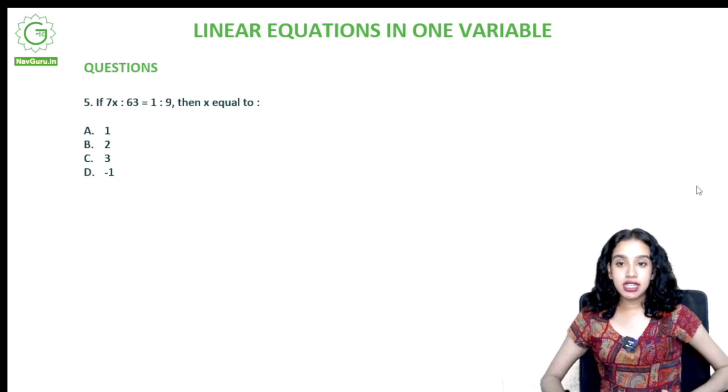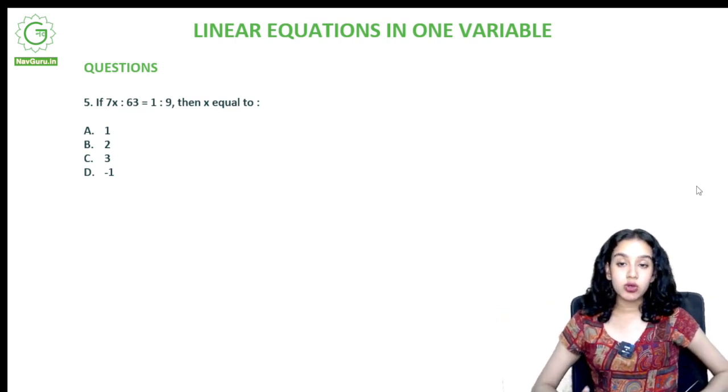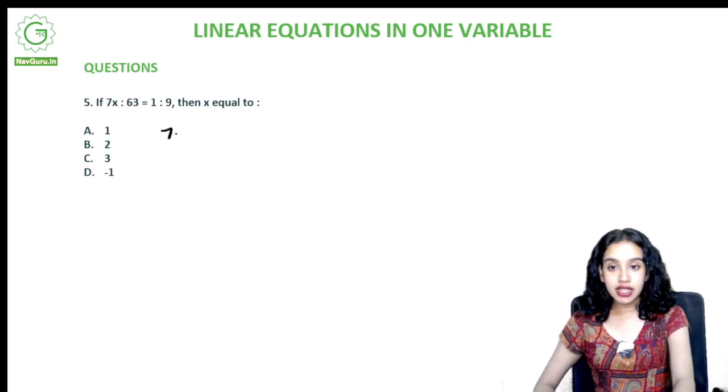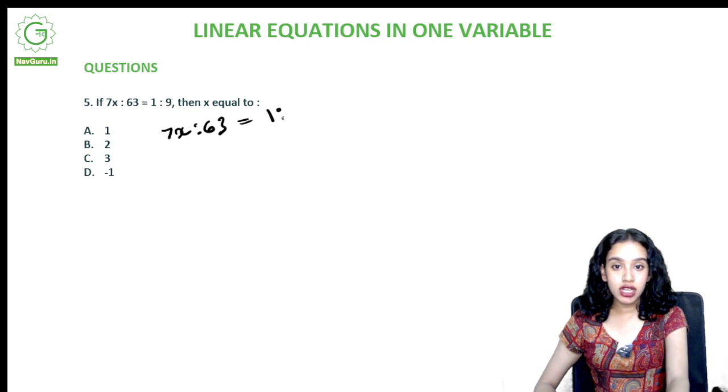Now, if 7x is to 63 is equal to 1 is to 9, then x is equal to. So basically we have 7x is to 63 equal to 1 is to 9. So what is the meaning of 7x is to 63?